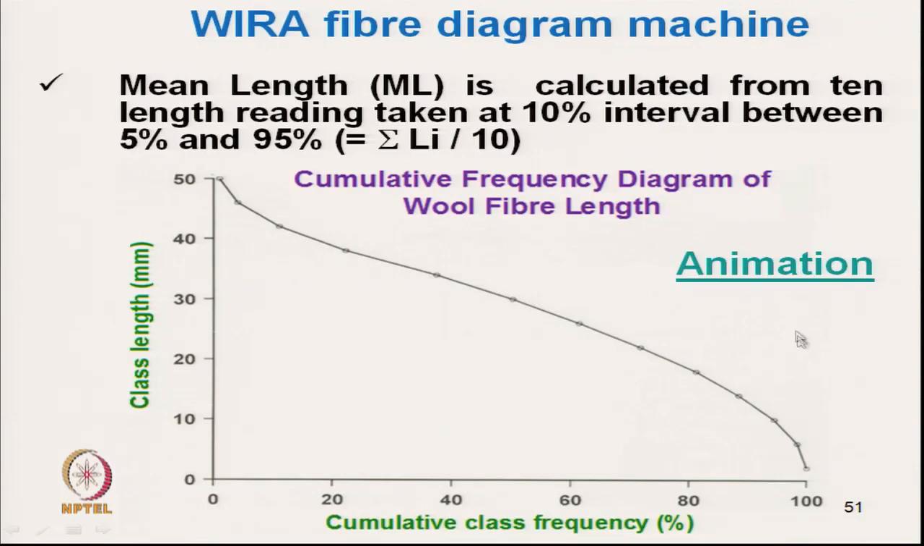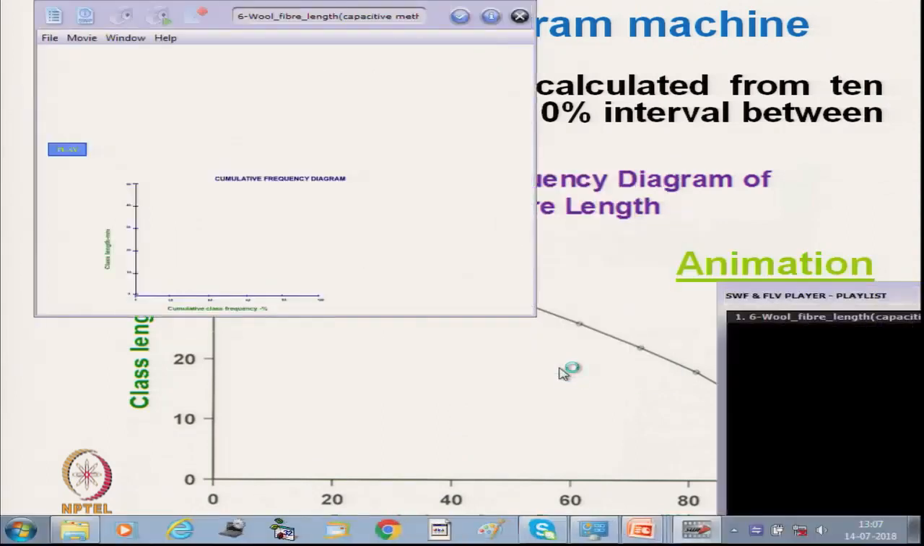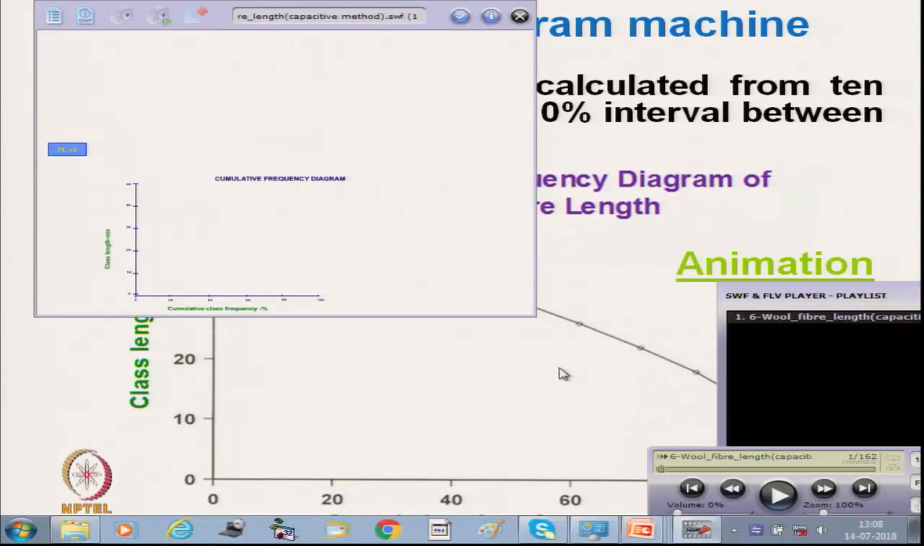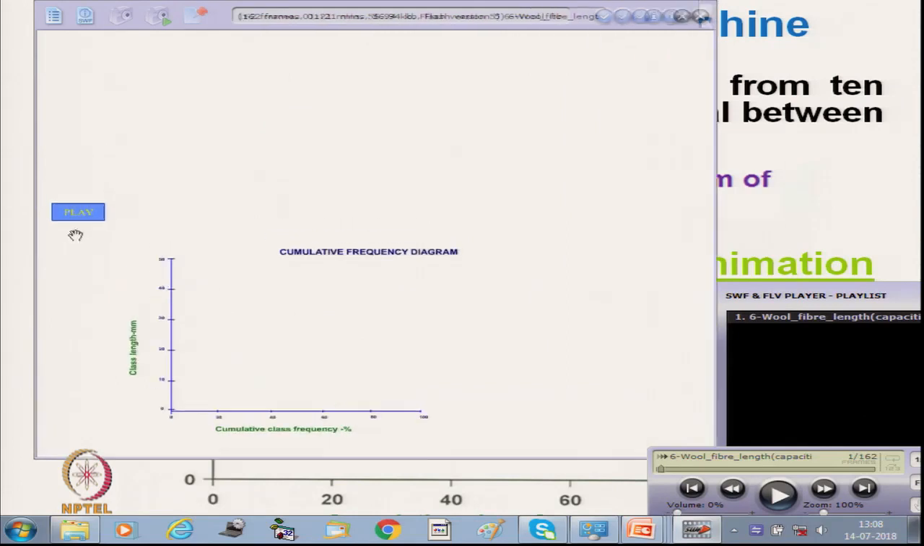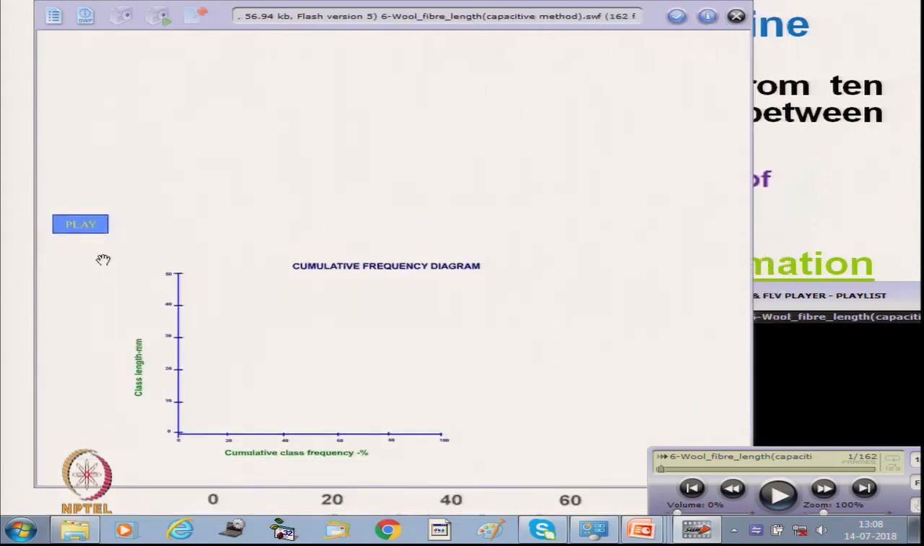This way we get a cumulative frequency diagram of wool fiber length. Indirectly we measure the capacitance, whereas in the fibrogram we have seen we measure by intensity of light. And capacitance is proportional to the mass of material, so it measures the weighted value.